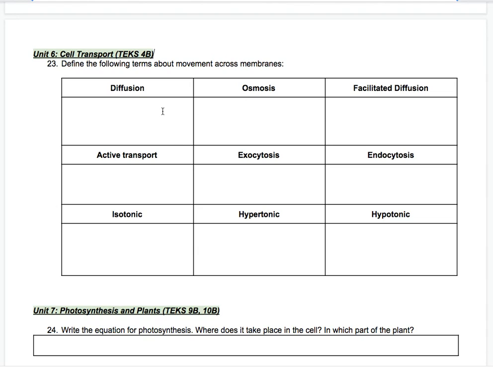So we're going to start off with diffusion, and this is a type of passive transport. It's going to move small molecules across a membrane from high to low concentrations. Osmosis is another type of passive transport. It moves water molecules from high to low across a cell membrane.